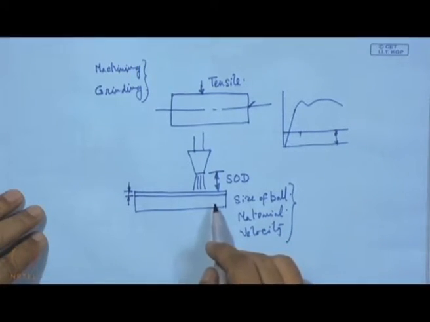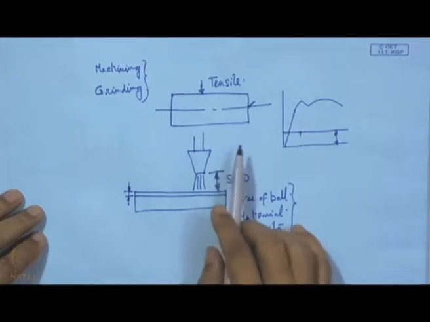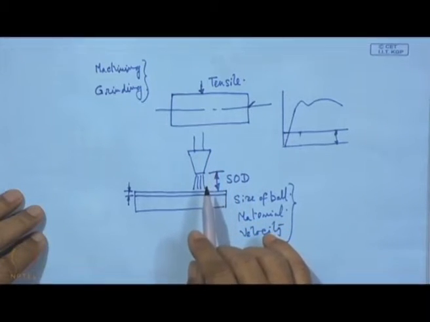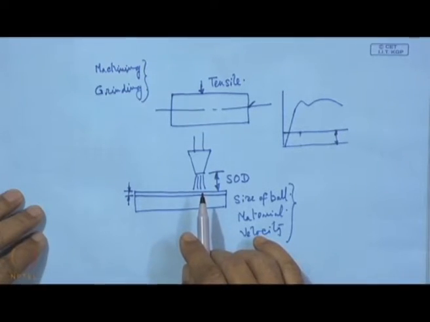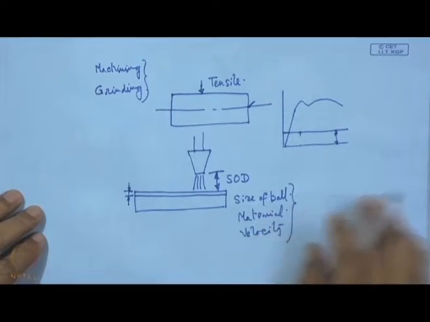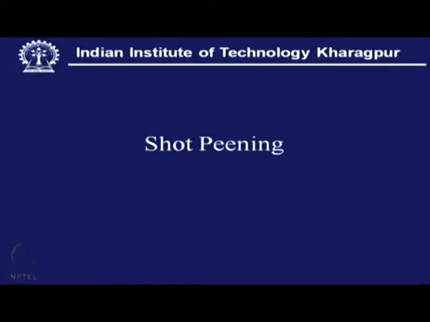So, this can be done on either a cylindrical surface or a flat surface, and this process can be made useful for improving the mechanical properties of that machined or ground surface. So, this is shot peening.